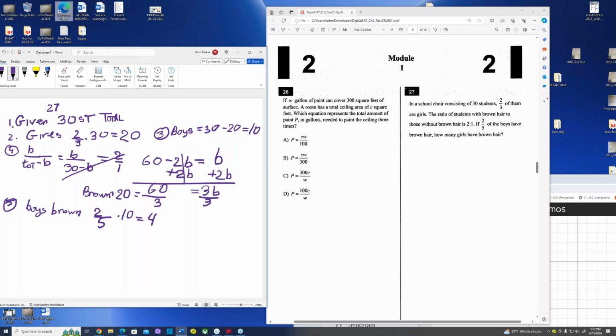And brown total is 20. Step number 6. If I found this is 20 brown, this is brown total, and I subtract 4 brown boys, I get 16 brown girls. Typical question, just do line by line, zero creativity.